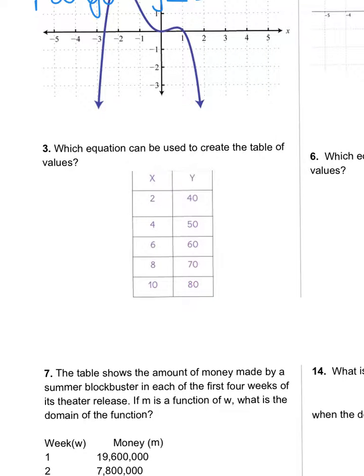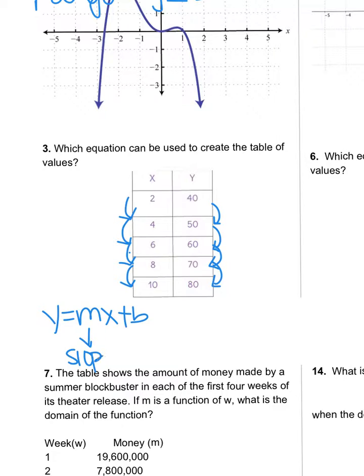Number 3. Which equation can be used to create this table of values? So we have to see what is our rate of change. Remember, from a table, we look at the change in y divided by the change in x. So we're going to be using our equation y equals mx plus b. M is our slope. B is our y-intercept. So our slope, that's equal to my change in y divided by my change in x.